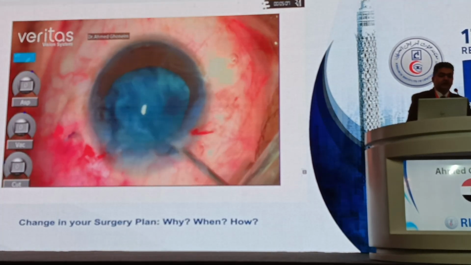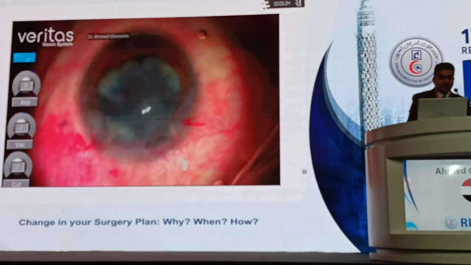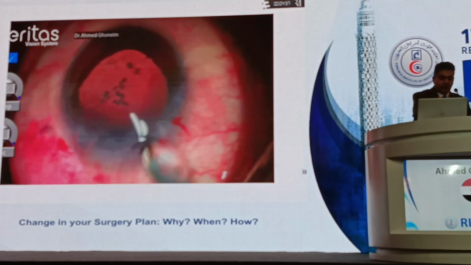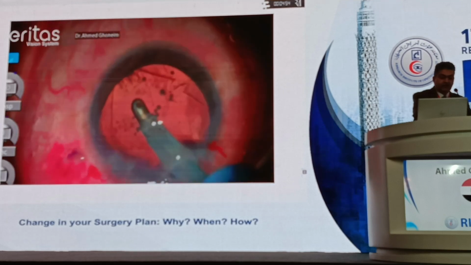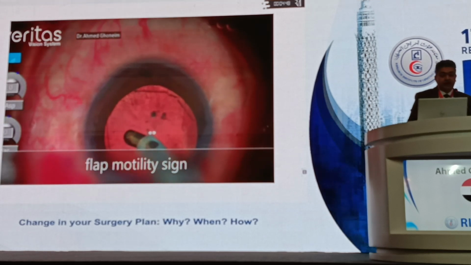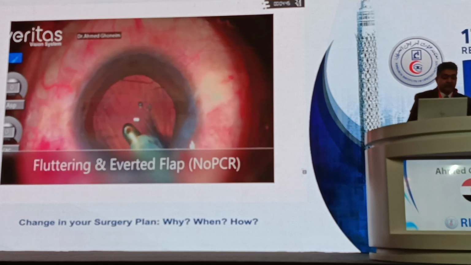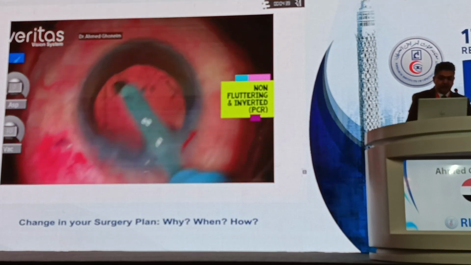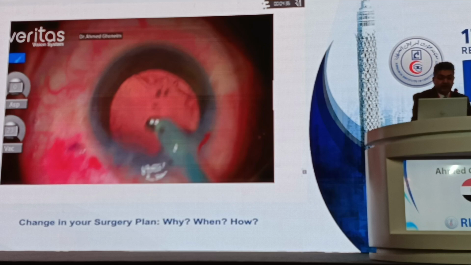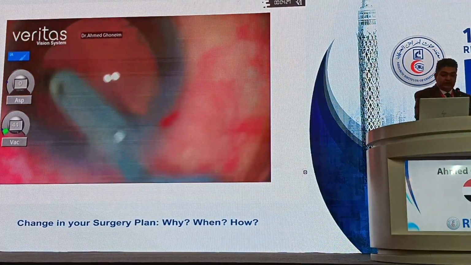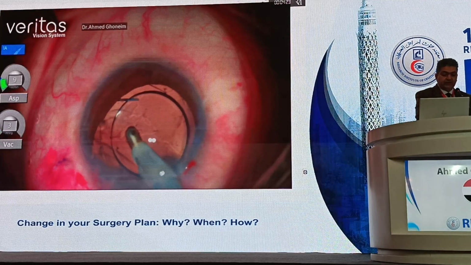Then I remove it. Then I do just infusion. The case just needs an IA, and this is the case. And I do the IA. I was looking for the flap motility sign to be sure that there is no posterior capsule rupture, because I was depending on the fluttering and the everted flap only to be sure that there is no posterior capsule rupture, or that no extension will happen if I implant the IOL. Then I implant my IOL and try, with minimal aspiration, to do some cleaning of the posterior capsule and the implanted IOL.